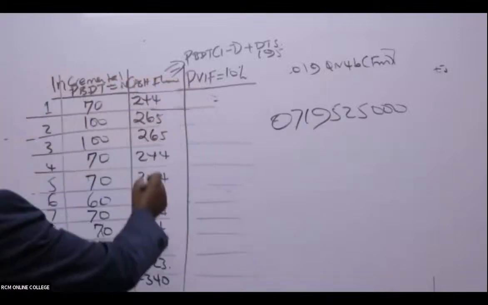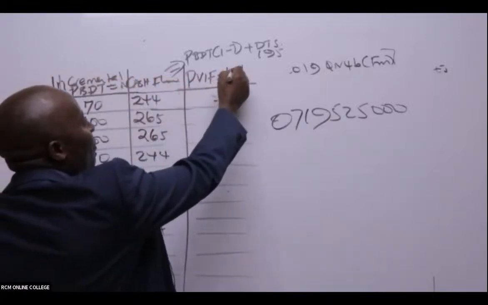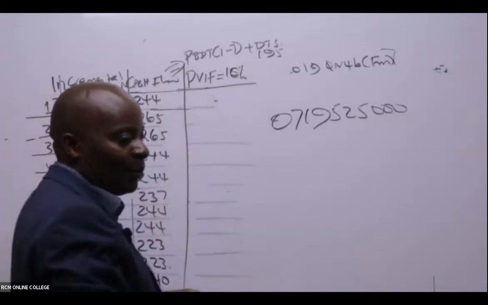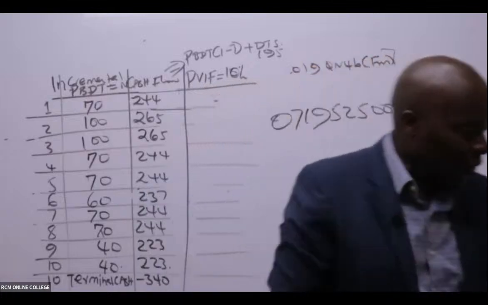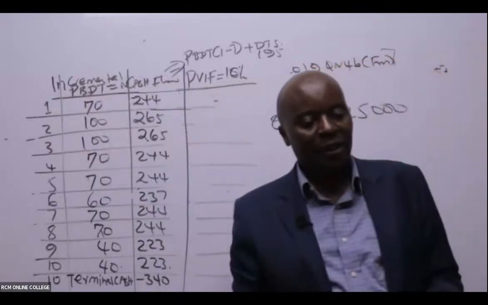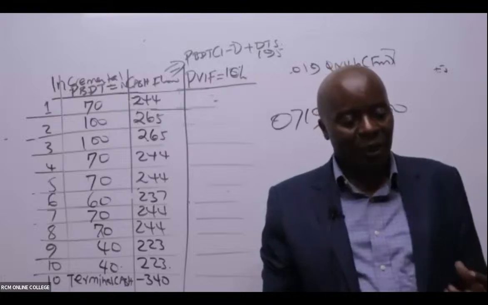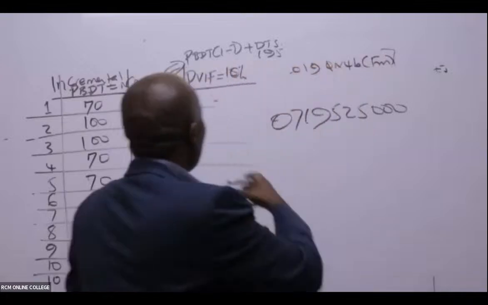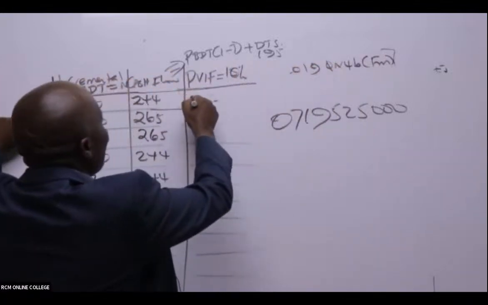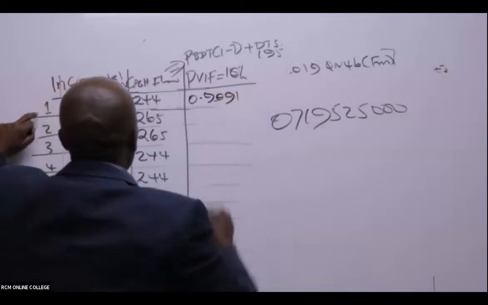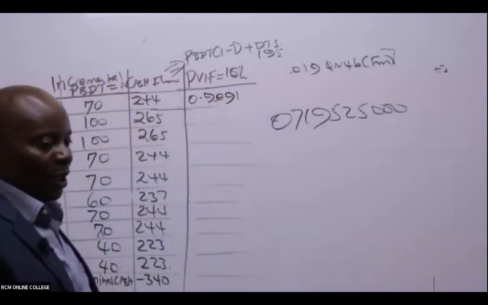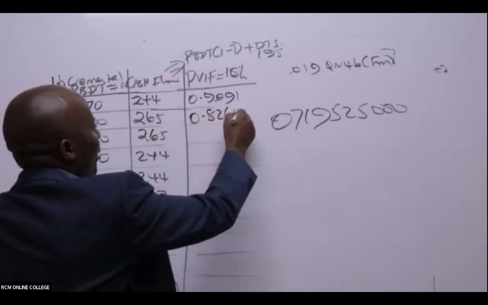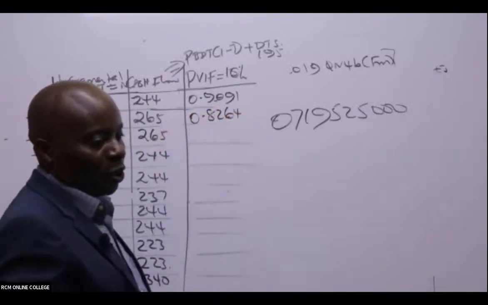So the 10%, do I use the formula? No, the 10% is there. You have a table with this 10%. Is there somebody who is able to read for us that 10% from the table? So year one, 10%, it is 0.9091. How about year two? From the table, 0.8264.